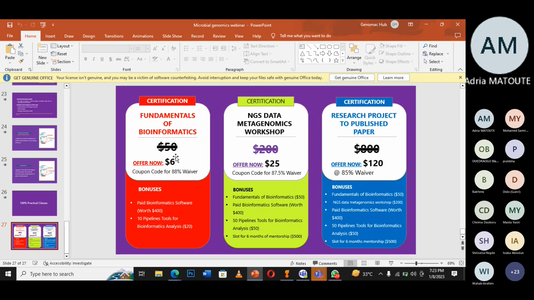Everything you need to know about the use of the software for the analysis that is associated to the fundamentals of bioinformatics will be there. How you need to activate it will be there. How to install it will also be there.